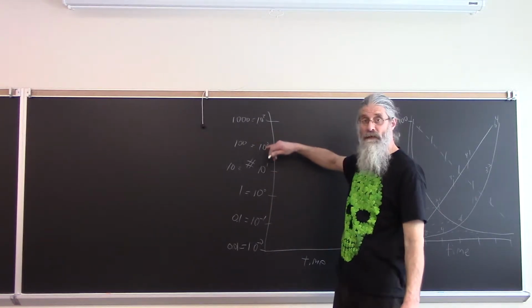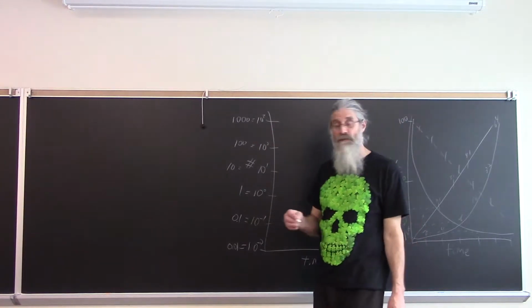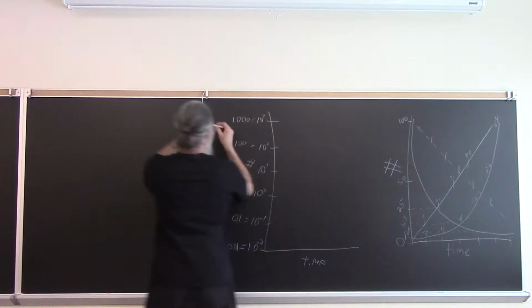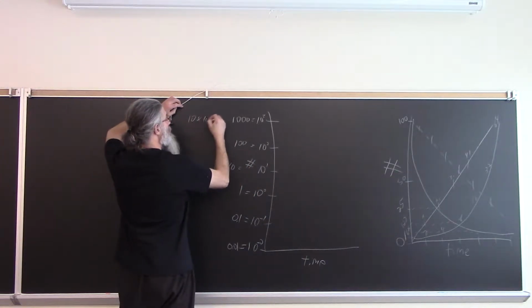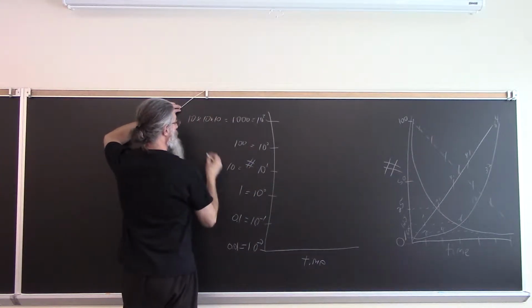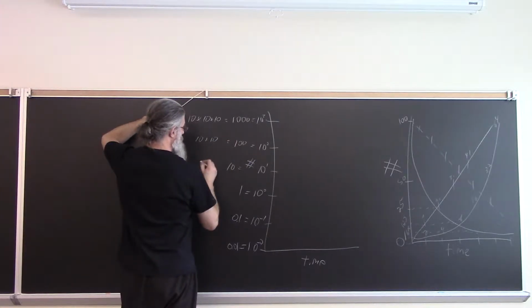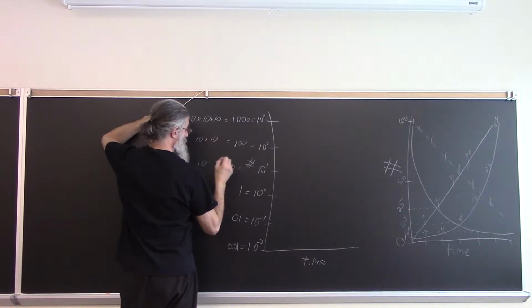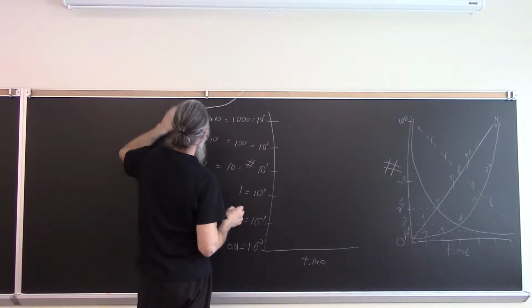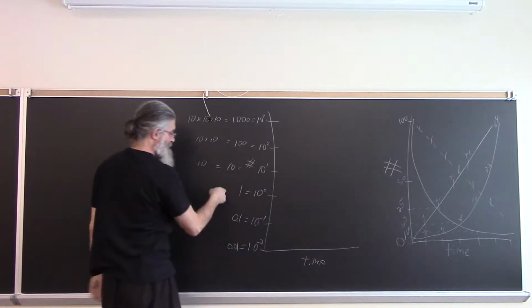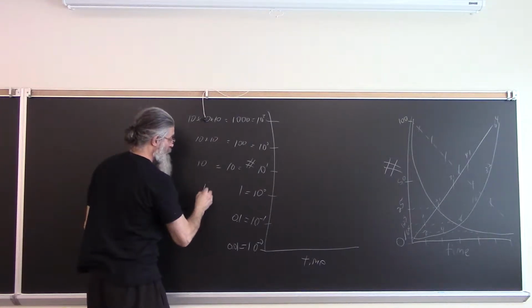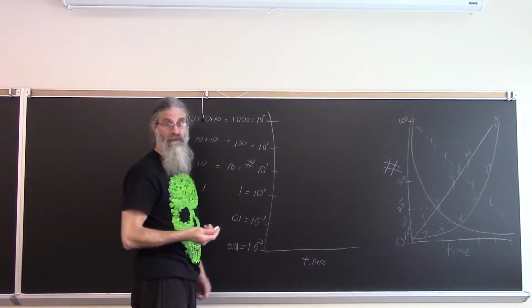We have 10 to the 3, it's tenfold bigger than 10 to the 2. Because 10 to the 3 is equal to 10 times 10 times 10. 10 to the 2 is equal to 10 times 10. 10, of course, is equal to 10, or 10 times 1, if you like. Of course, it gets a little tricky down here. This is equal to 1, which is really 10 divided by 10.